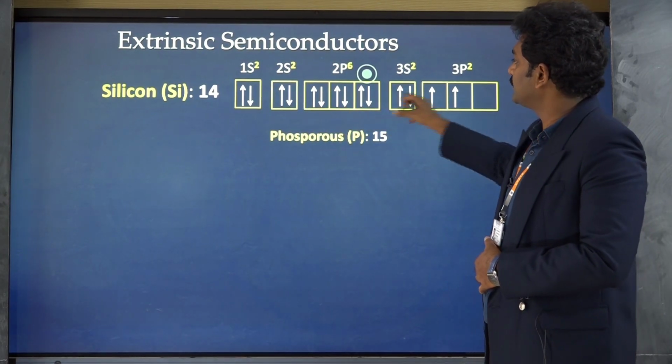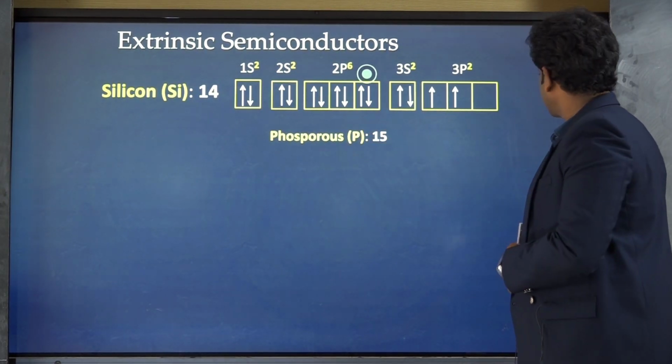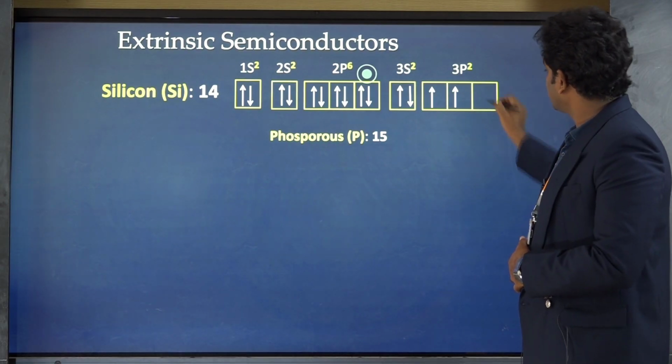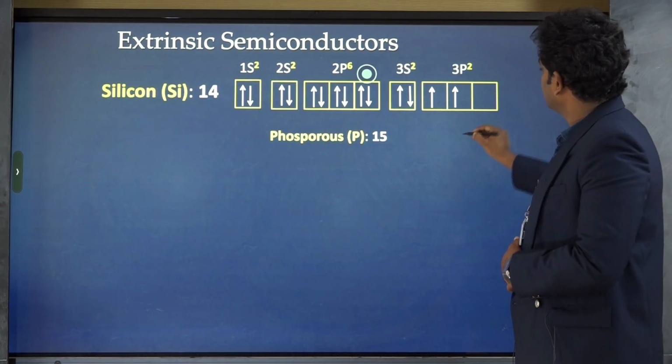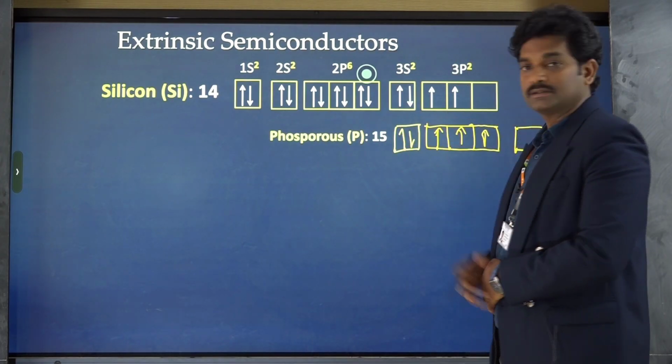The electronic configuration which I have written here is for silicon. Now if I write the electronic configuration of phosphorus, what do I have to write? I have to give one more electron here. If I write the electronic configuration of phosphorus, it looks like this.